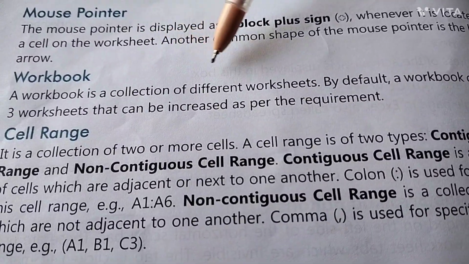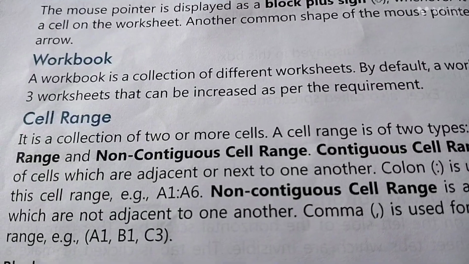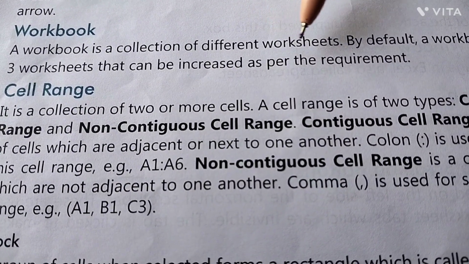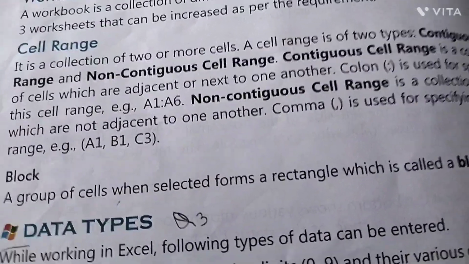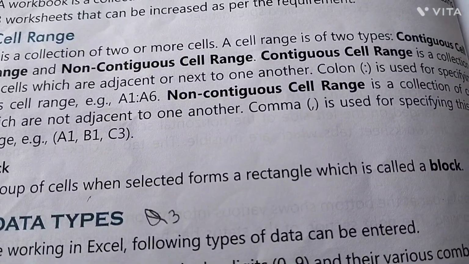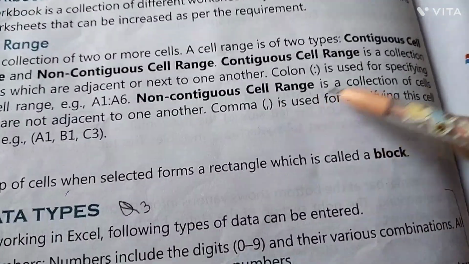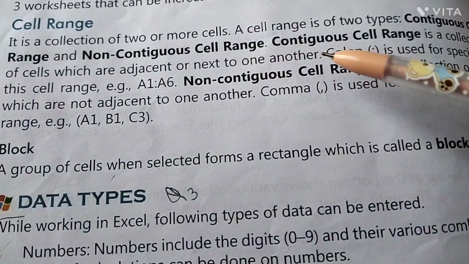Workbook. A workbook is a collection of different worksheets. By default, a workbook contains 3 worksheets that can be increased as per requirement. Cell range. It is a collection of 2 or more cells. Cell range is of 2 types: continuous cell range and non-continuous cell range.